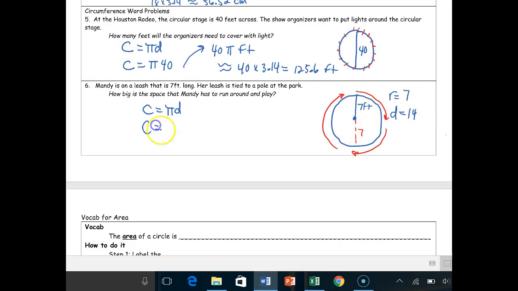So this is C is equal to pi times 14. C is equal to 14 pi feet. And if I wanted to be more accurate, I would say 14 times 3.14, which is about 43.96 feet. So the distance you can run around this pole is about almost 44 feet.